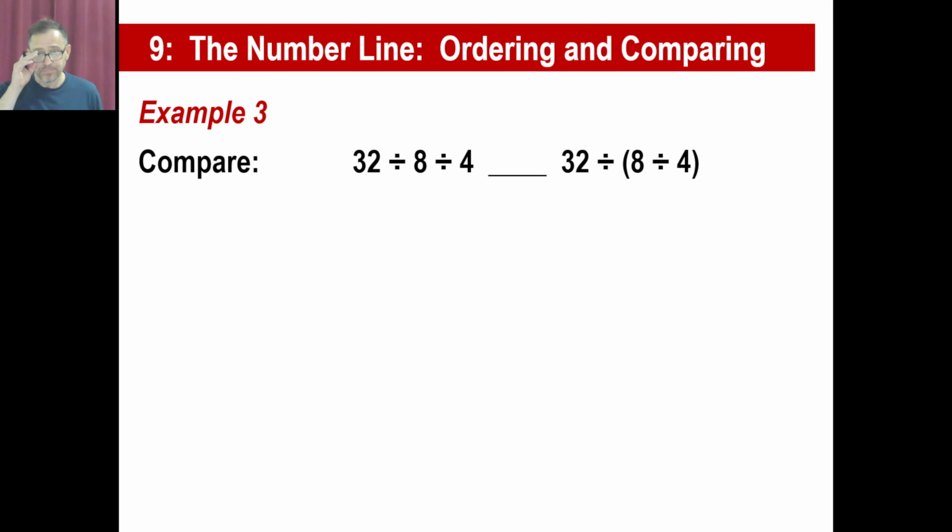All right, another one. What do you do first when you see a problem like this? It's parentheses, right? So this is what you want to do first. Forget that for a second. Let's just go to here. 32 divided by 8 is 4. 4 divided by 4 is 1. So there's your 1. That's the answer to this. On this side, you have to do 8 divided by 4 first, which is 2. So 32 divided by 2 is 16.